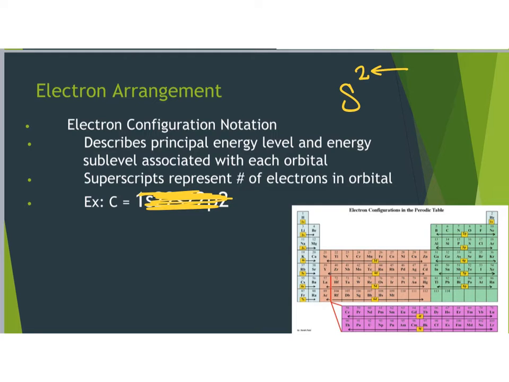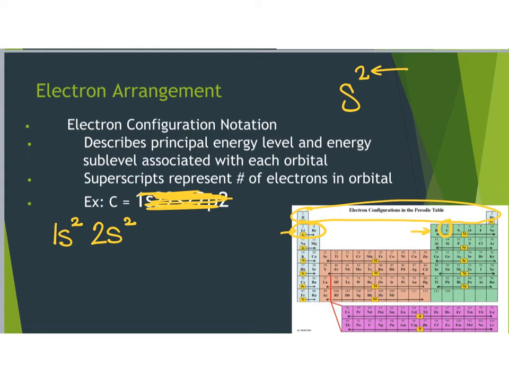So if we look at the example of carbon, carbon is right here. To get to carbon, I have to fill my 1s orbital up first with hydrogen and helium. So my 1s orbital is going to be full because I'm going to put 2 electrons in there. Then I have to jump down to my 2s orbital, which is right here. Both lithium and beryllium are going to fill that, so I'm going to put a superscript of 2.